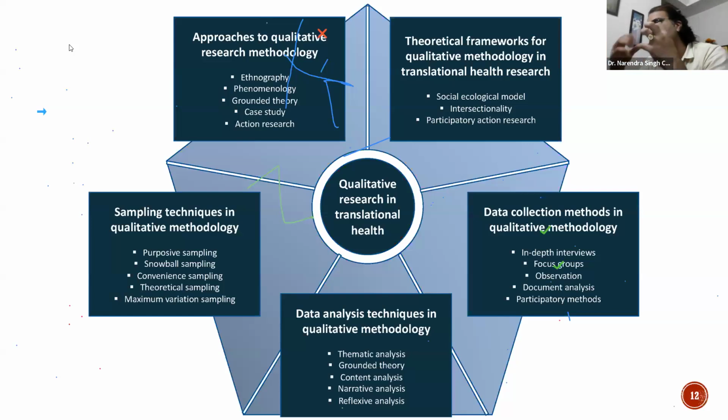Now from that research, there are certain themes that are emerging, and then a certain new theory is evolving. That is what grounded theory is all about. I will discuss a little bit about it.